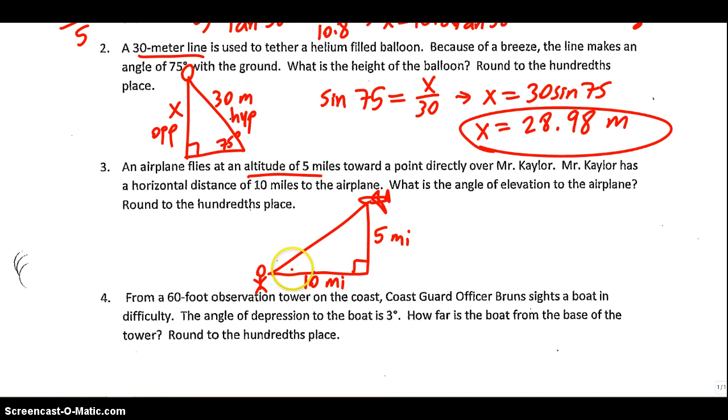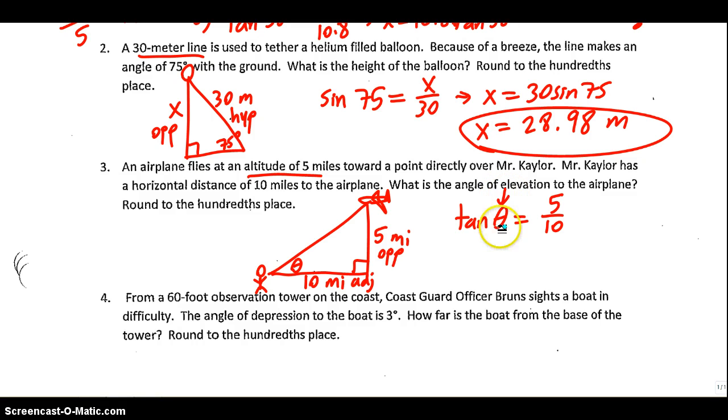We want to know what's the angle of elevation. What's theta down here? What angle would Mr. Kaler have to look up at to see the plane flying towards him? Alright. This one's missing an angle, so something special will happen. We have our opposite, and we have our adjacent, so that'll be tangent. So the tangent of our angle is 5 over 10. You can reduce that if you want. It doesn't really matter.